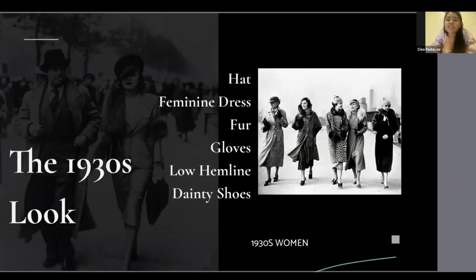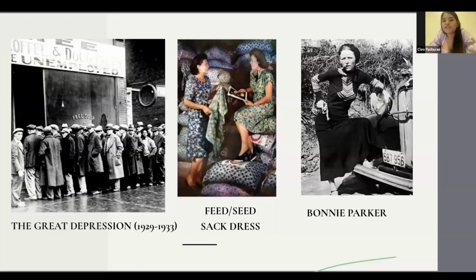So why fur if you can afford it? Because not everyone could afford it, as this was also the time of the Great Depression. That ran from 1929 to 1933. Some women were using feed sacks to create, yes, Bonnie, to create dresses for their children or for themselves.